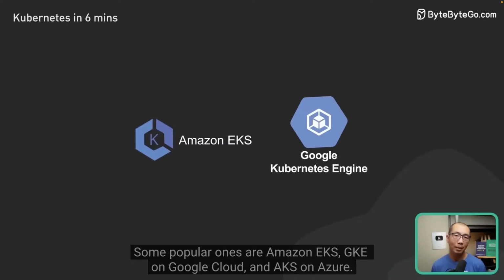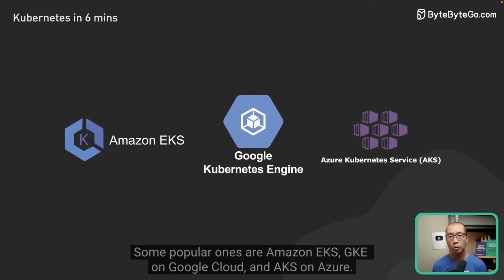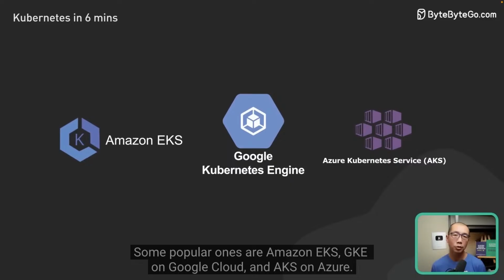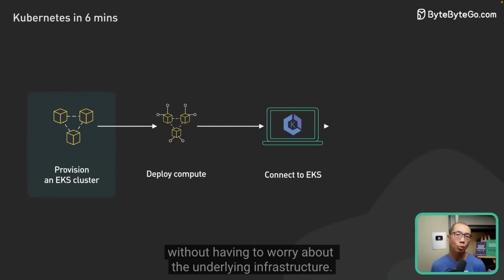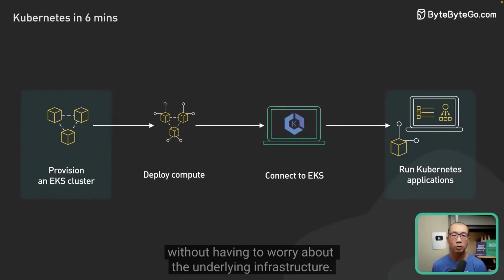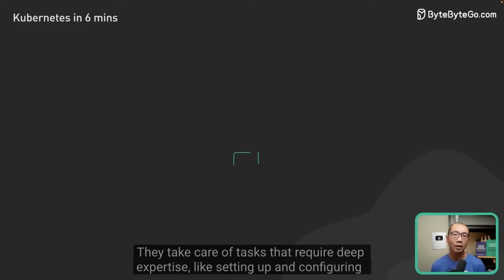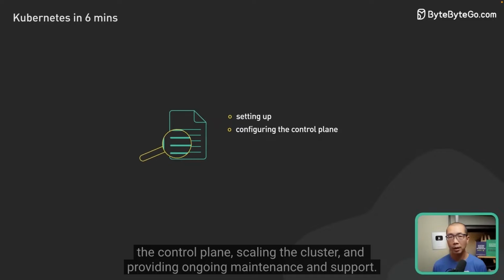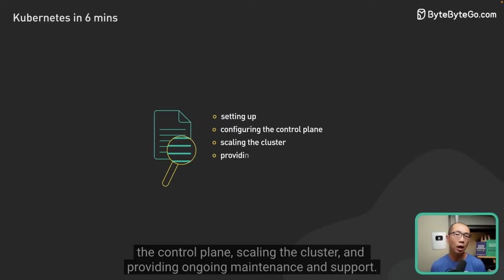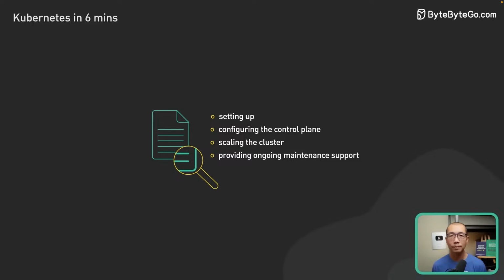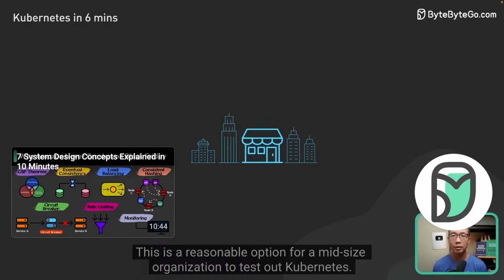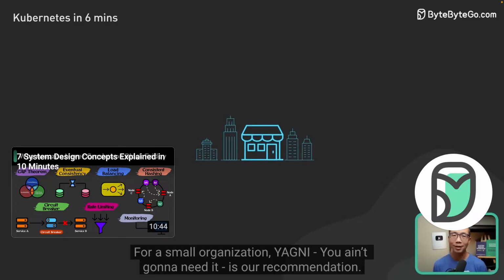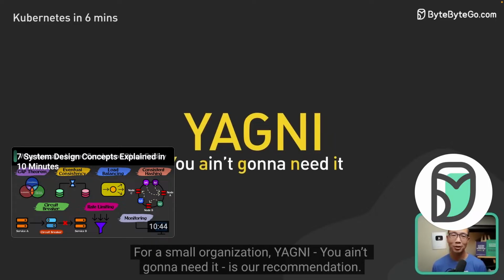Some popular ones are Amazon EKS, GKE on Google Cloud, and AKS on Azure. These services allow organizations to run Kubernetes applications without having to worry about the underlying infrastructure. They take care of tasks that require deep expertise, like setting up and configuring the control plane, scaling the cluster, and providing ongoing maintenance and support. This is a reasonable option for a mid-sized organization to test out Kubernetes. For a small organization, YAGNI is our recommendation.